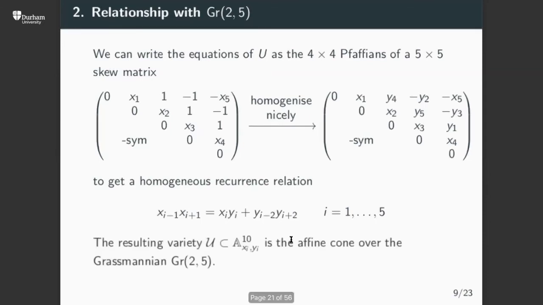And the point is that the resulting variety, the thing that's defined by these 5 homogeneous equations, well, because they're homogeneous, I could think of it as a projective variety, but also I could just think of it as the affine cone over that variety. And that's exactly the Grassmannian Gr25. So by homogenizing this recurrence relation nicely, I get the Grassmannian Gr25, which you can just take to be the variety defined by these 5 equations, where the indices are supposed to be taken Z mod 5. So there are 10 variables here, x1 up to x5 and y1 up to y5, and they satisfy these 5 equations.